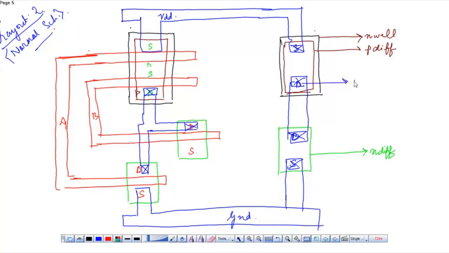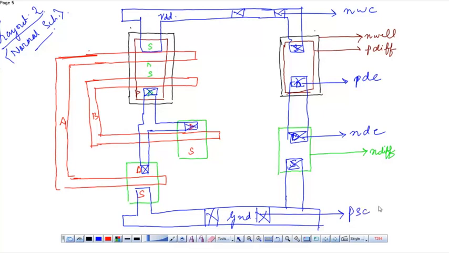This is the P diffusion contact, this is the N diffusion contact, and the contacts that are present over here are the N substrate contacts and these are the P substrate contacts, or this is the P substrate contact.